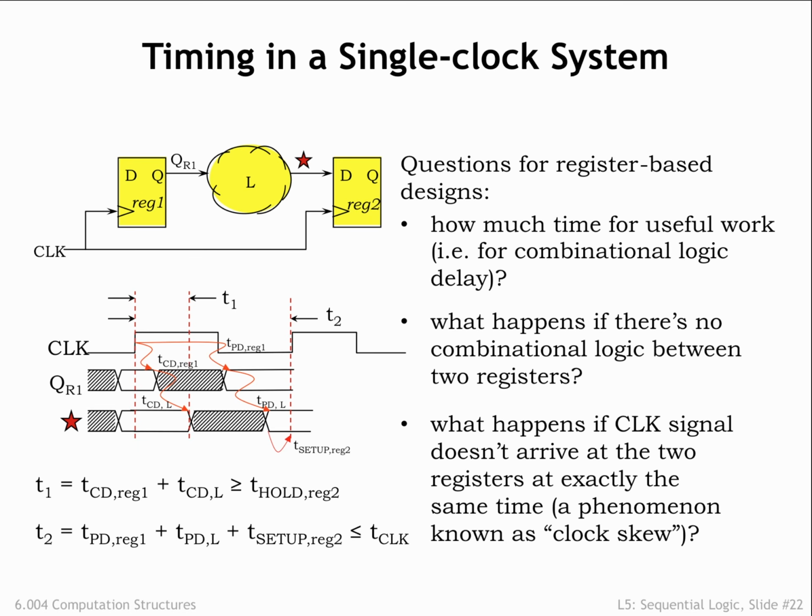Finally, we have to worry about the phenomenon called clock skew, where the clock signal arrives at one register before it arrives at the other. We won't go into the analysis here, but the net effect is to increase the apparent setup and hold times of the downstream register, assuming we can't predict the sign of the skew. The clock period T-clock characterizes the performance of our system.